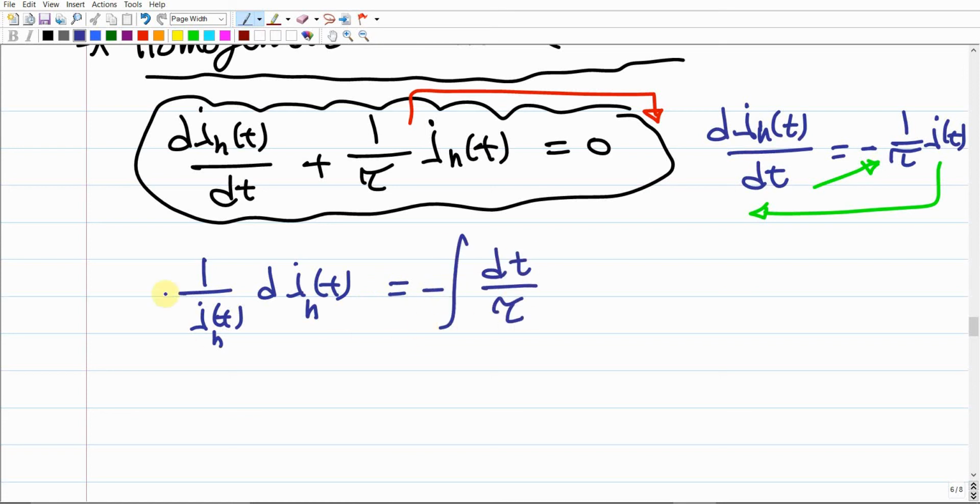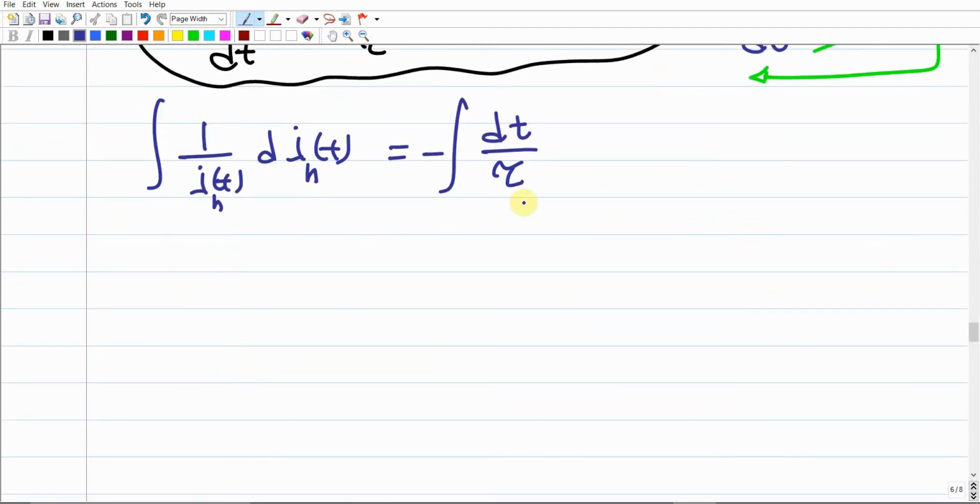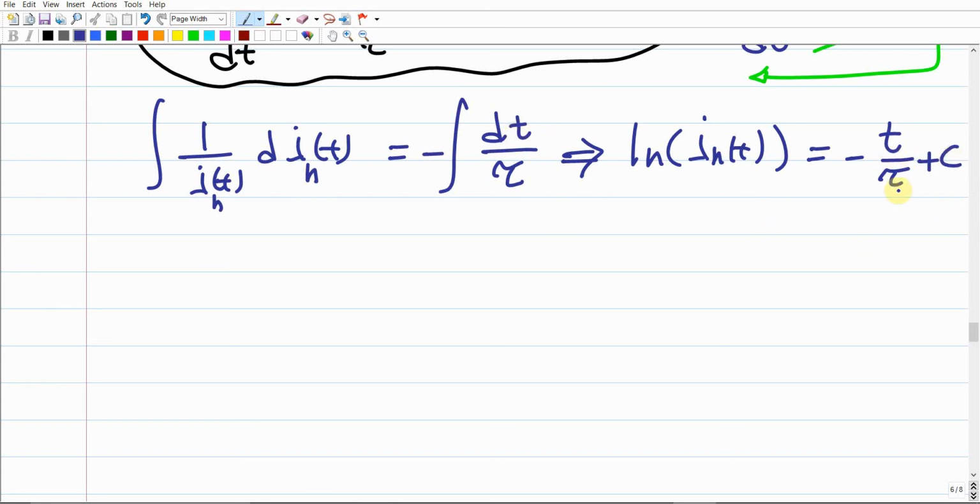Then if you do the integration on both sides, the integration of 1 over x, if you remember from mathematics, gives us the ln, the natural logarithm. So this gives us the ln of IH of T equals the integration of dt, which just gives T. So at the end we get negative T over tau, and tau is just a constant, so you just carry on the 1 over tau, and the integration of dt gives T. Plus C, which is a constant of integration, since we didn't plug in the limits of this integration.